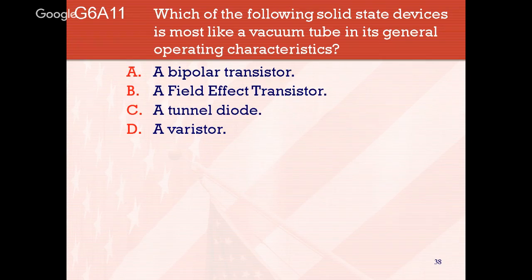Which of the following solid state devices is most like a vacuum tube in its general operating characteristics? We talked a little bit about this. The FET, or the Field Effect Transistor, operates more like a vacuum tube than it does a regular transistor.